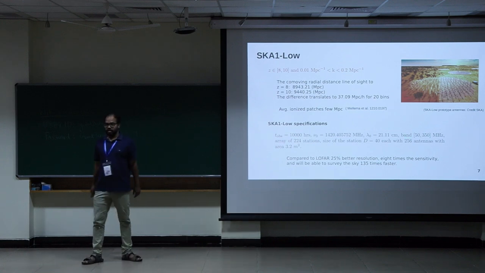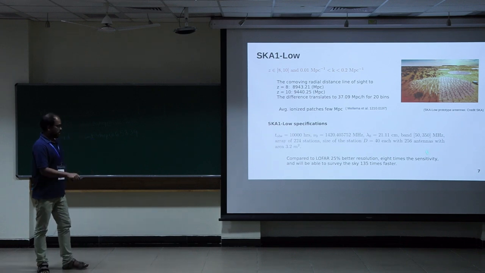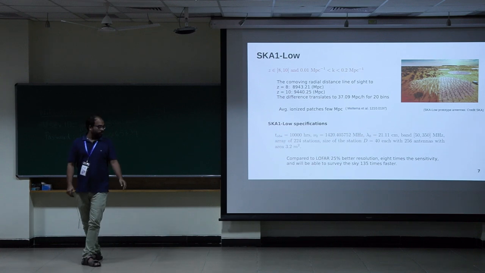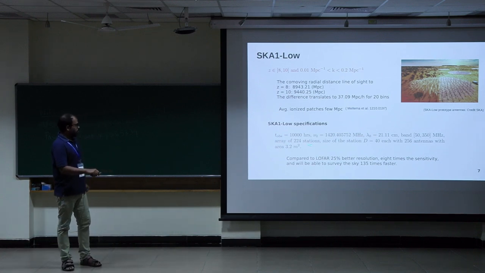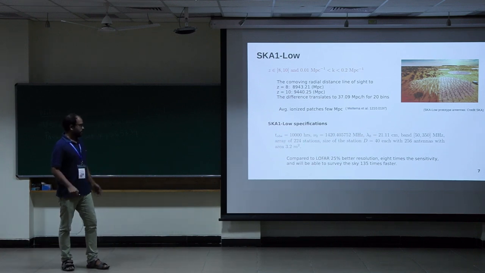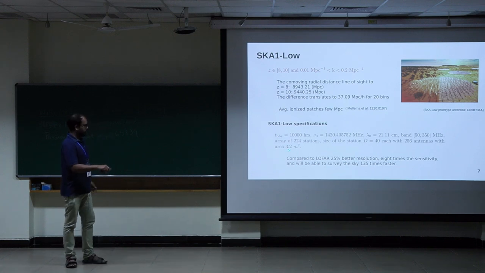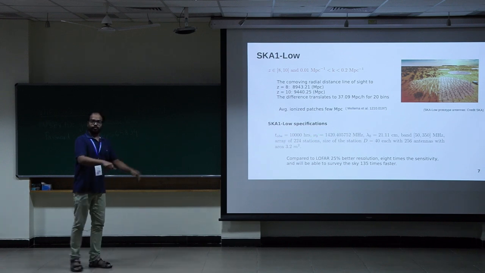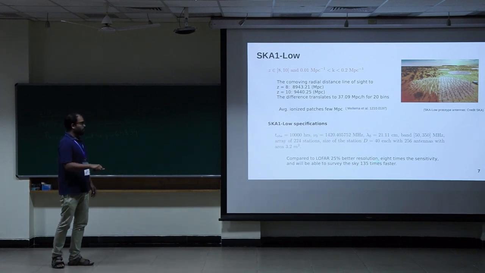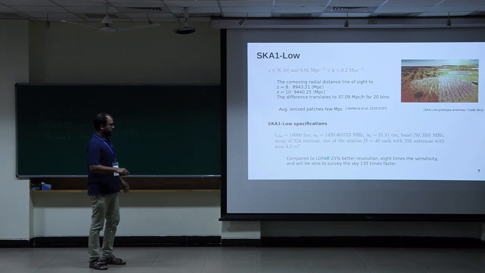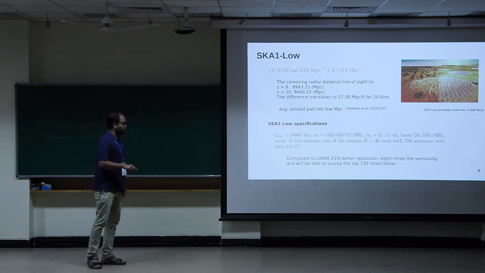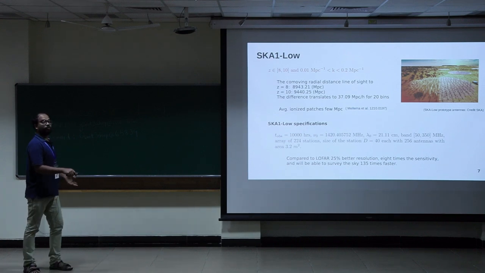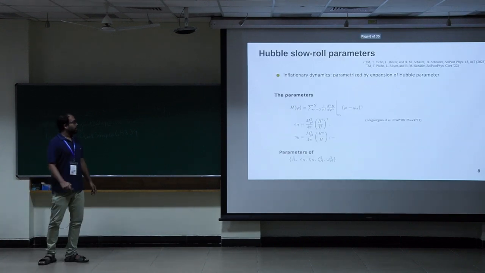That is essentially the target for the SKA-Low part of the telescope, which will be built in Australia. SKA-Low has 224 stations, and each station will have 256 antennas. Each antenna will have a 3.2 meter diameter. We have implemented this in our noise modeling; I'm not showing the details. Compared to a similar experiment which is running now, LOFAR, it has 25% better resolution, and the survey will be 135 times better.